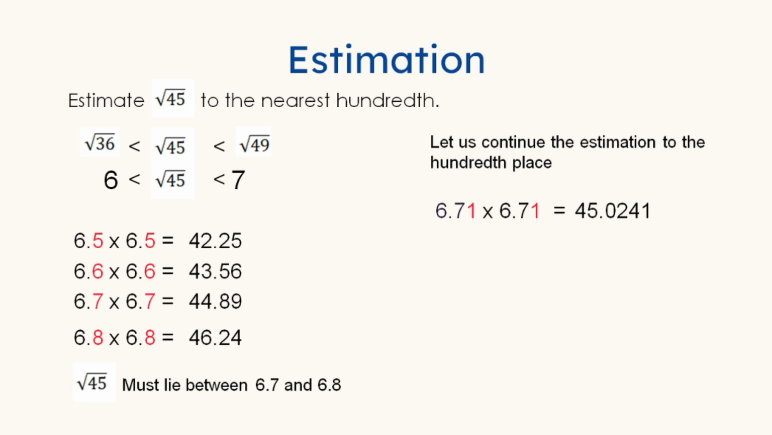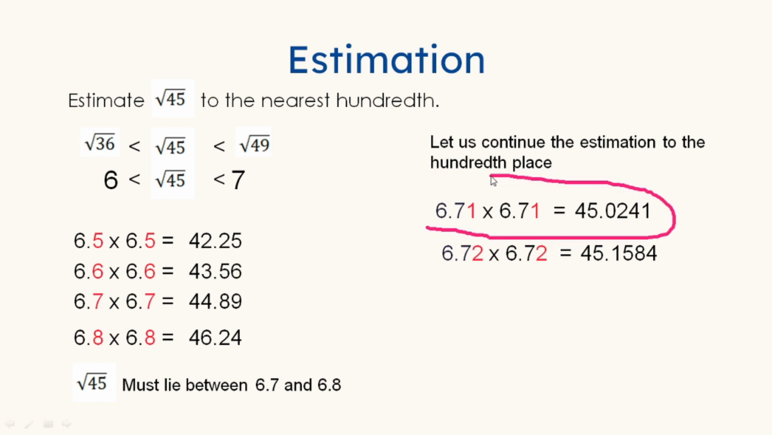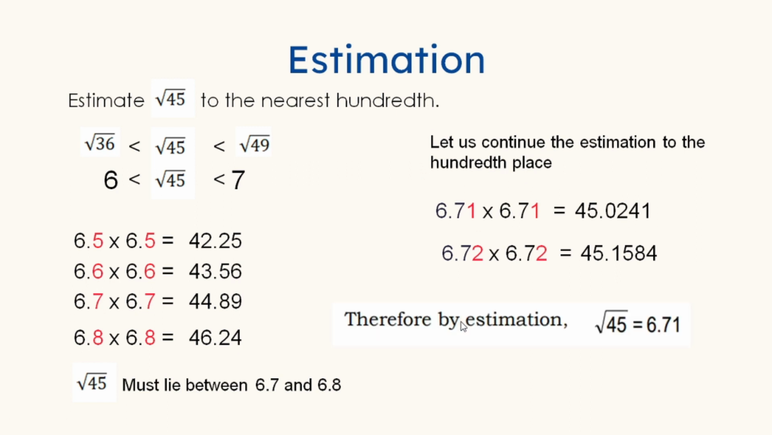45.0241. Ayan, lagpas na. Pero tingnan natin yung 6.72 times 6.72, that's 45.1584. Sobrang lagpas na. So, ibig sabihin, dito na tayo sa 6.71. Yan na yung pinakamalapit. Okay? So, we have, therefore, the estimation square root of 45 is equal to 6.71.